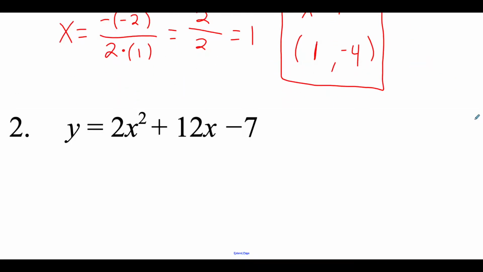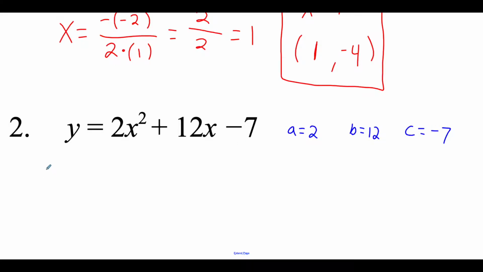Taking a look at this example, we've got the equation y equals 2x squared plus 12x minus 7. The first thing I want to do, just like I did in the last one, is identify my a, my b, and my c. So a is the number in front of x squared, so that's 2. B is the number in front of the plain x, so that's 12. And c is the number on the end without any variable on it, so that's negative 7.